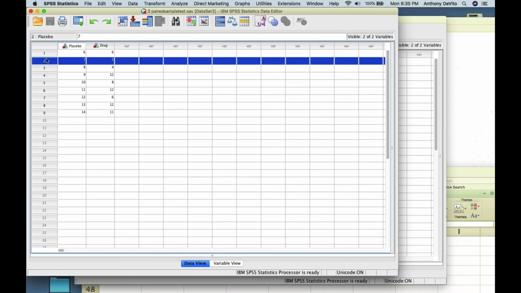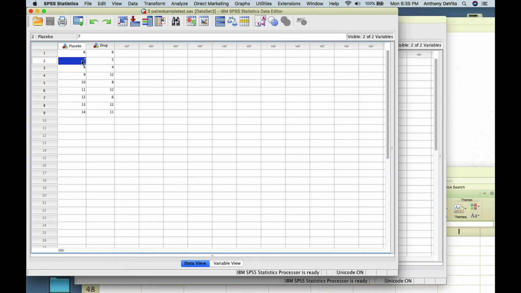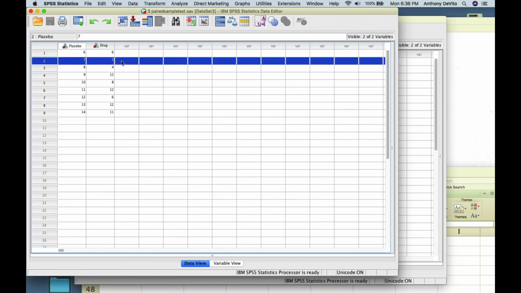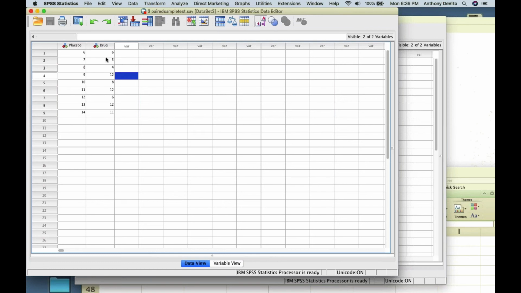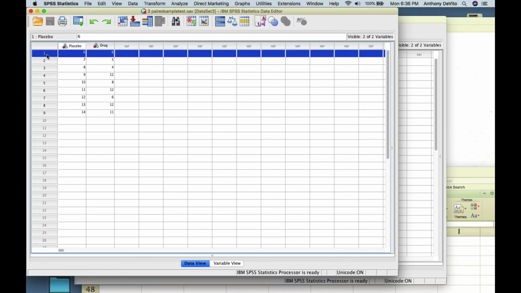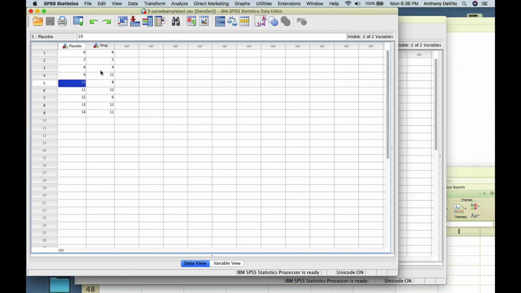Subject number 2 took the placebo and his pain level, maybe he took it for 2 weeks, was reported as 7. He took the drug for 2 weeks and his pain level was 5. Now, notice that these don't always happen in the same direction. In other words, randomly, some of these might have taken the drug first and then the placebo. But the point here is that these are results for the same 2 different conditions for the same person, right? So we can actually just measure the difference.